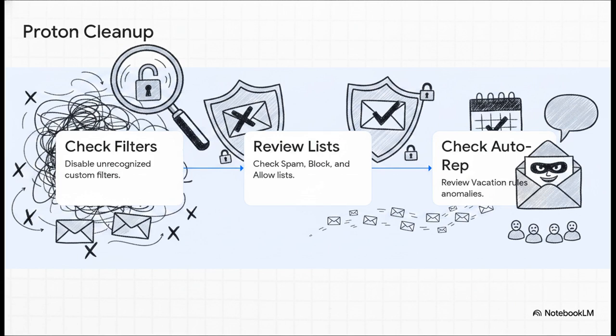Next, you have to meticulously review your spam, block, and allow lists. A super common tactic here is for attackers to place official security addresses, like Proton's own support emails, straight onto your block list so you literally never learn about the breach. Finally, go check your vacation or auto-reply settings for manipulated messages that are designed to mislead your contacts.